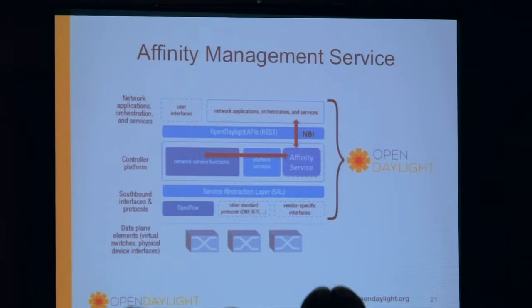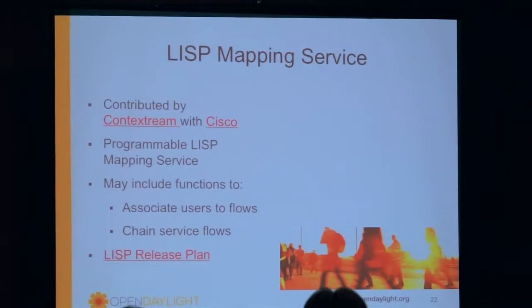And this is the picture showing where they fit into the overall architecture. They're simply an extension that plugs into the controller. The Lisp mapping service is being contributed by Context Stream with a little bit of participation by Cisco. I don't know how many folks in the room are familiar with, not the functional programming language Lisp, but rather the location-independent, separation of location and identity network protocol Lisp. This is another way to approach the problem of dynamic overlays. And it will provide functionality to allow association of users to flows, to chain service flows through network services, etc.